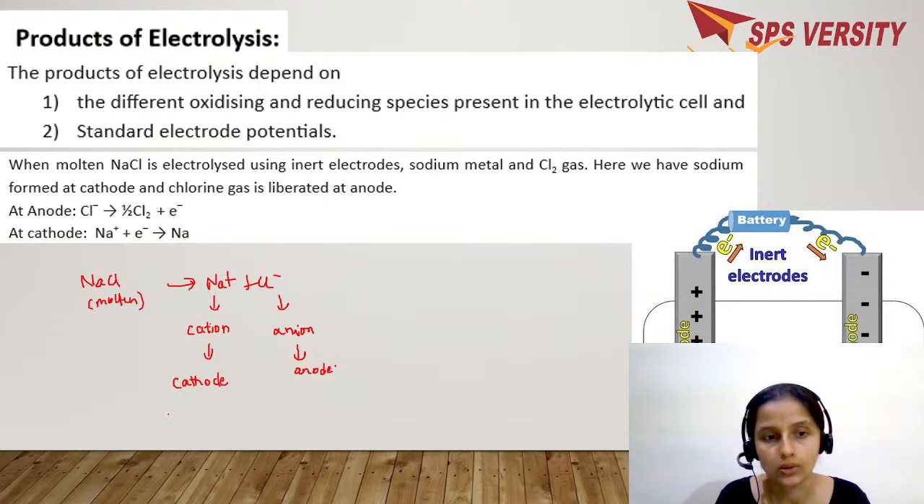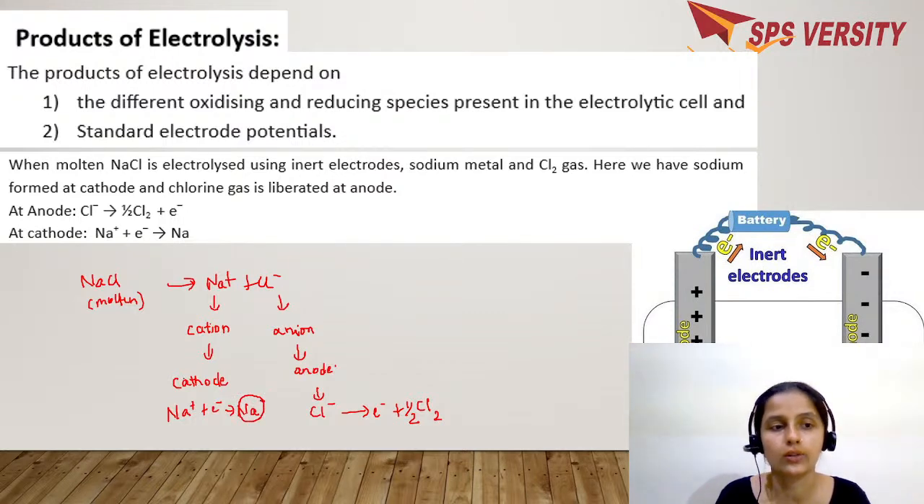So at the cathode, Na+ gains an electron and becomes Na. At the anode, Cl-, which is an anion, loses an electron and becomes Cl. Chlorine is diatomic, so it exists as Cl2, so I have to write half Cl2 to balance the equation. So the product at the cathode after the electrolysis of molten NaCl is Na, and at the anode it is chlorine. Okay, so this is how you analyze.